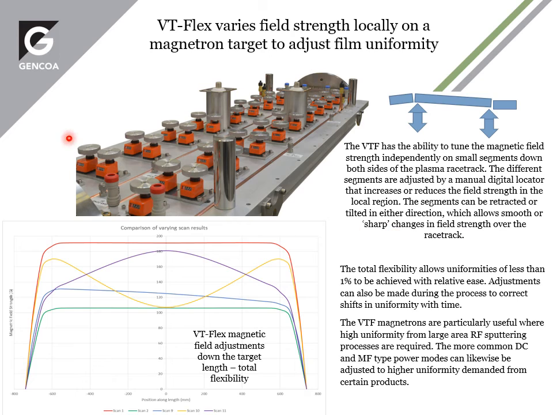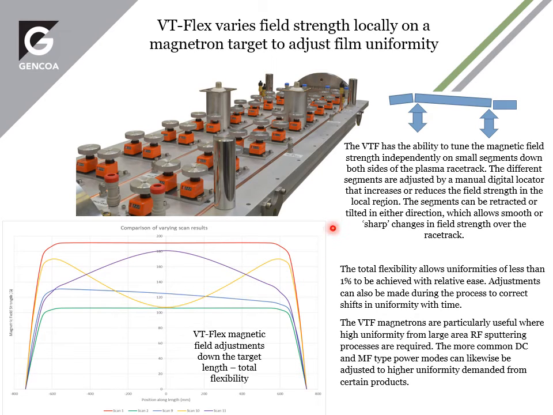So the VTFlex is a variable magnetron which moves individual poles down both sides of the magnetrons to either tilt or retract, and this creates a means to change the magnetic profile at will down the target length. So we can go from a flat uniform low strength field to a high strength field. We can tilt it from one side to the other, so gradually increase the strength or reduce the strength down the target, or we can do the concave or convex strength fields.